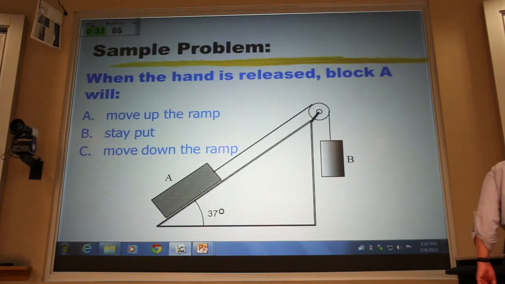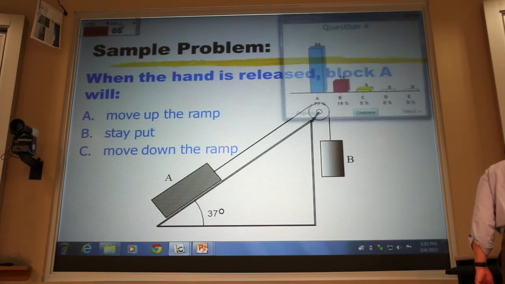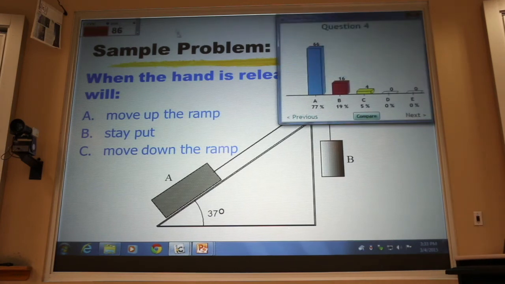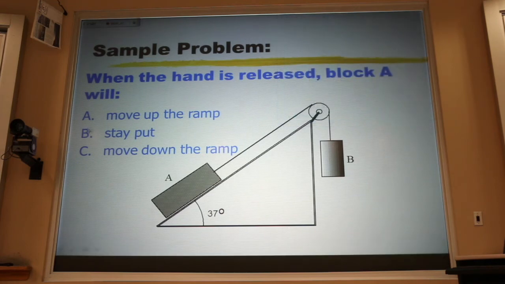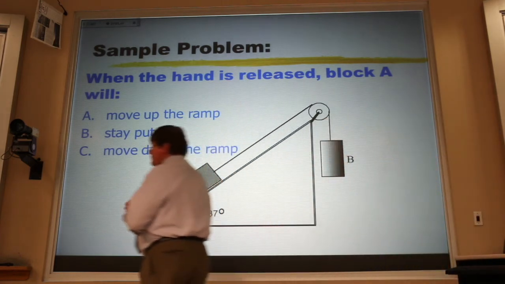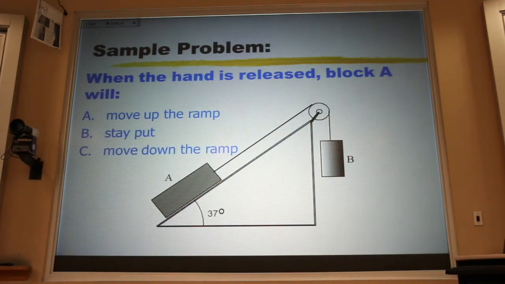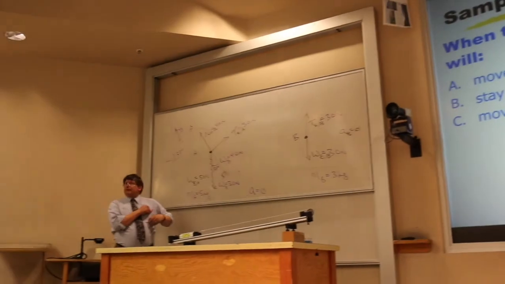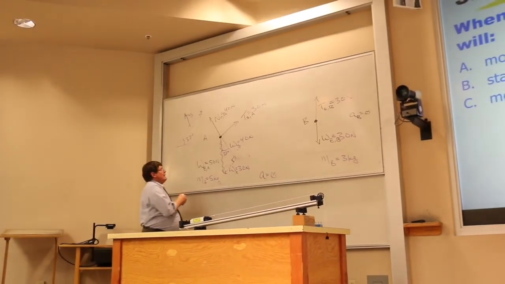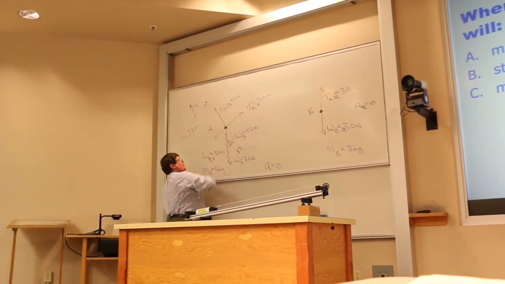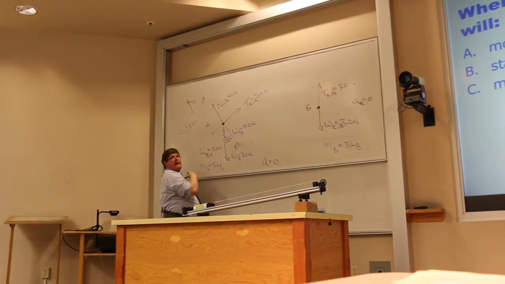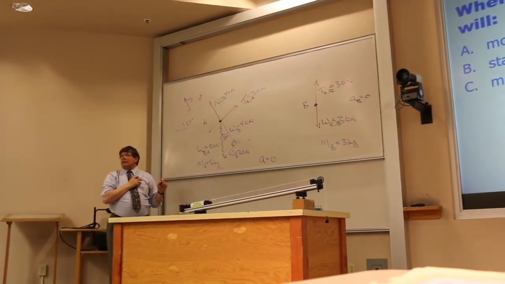Okay, let's go. Okay, move up the ramp is what one. Well, the answer is B, it will stay put. This diagram is balanced. When the hand stops block A, it stops it by putting a retarding force here, force by the hand, to slow it down to a halt.